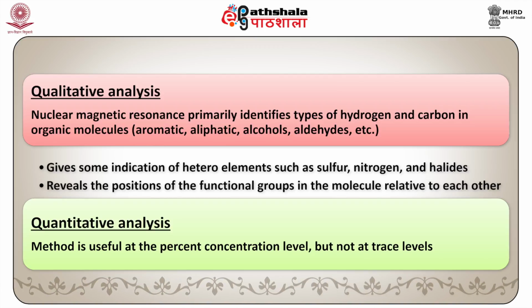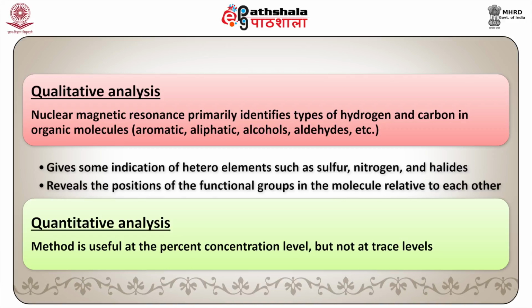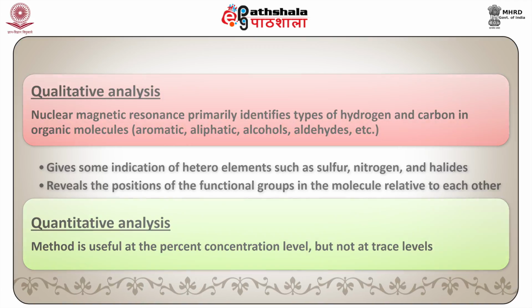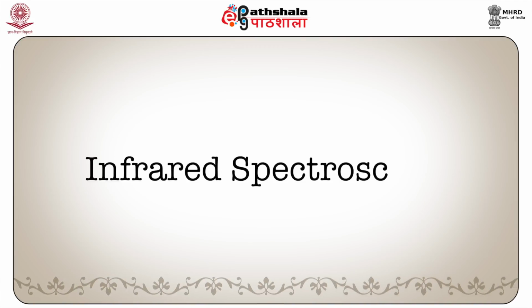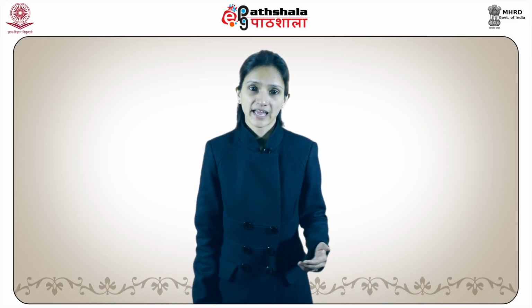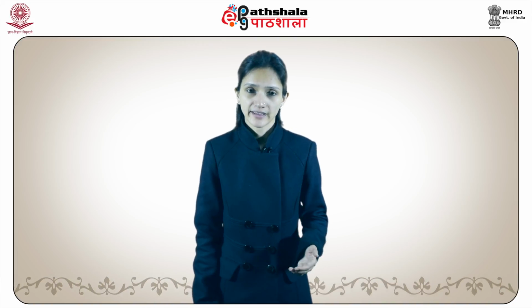Next is quantitative analysis in the case of NMR. The method is useful at the percent concentration level, but not at trace levels. Next is infrared spectroscopy. In the case of qualitative analysis, infrared spectroscopy readily distinguishes between aliphatic and aromatic compounds. It identifies functional groups present in the molecule and gives some indication of the presence of hetero elements, oxygen, sulfur, nitrogen, silicon, halides, and includes their environment.